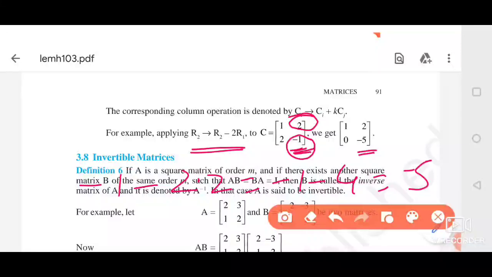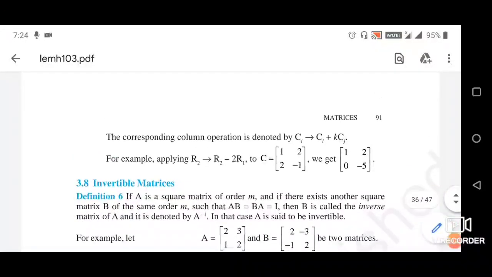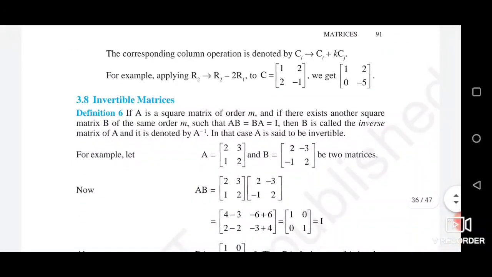Now this transformation they have done taking the rows, we can do it taking the columns also. Now here they have done the subtraction, we can do the addition also. So these are 6 elementary transformations of matrices, 3 are for rows and 3 are for columns. Let us move to invertible matrices.